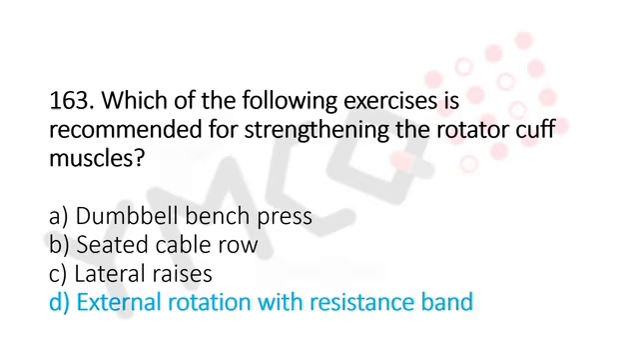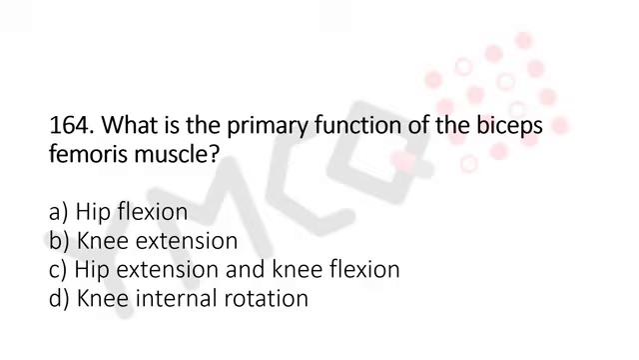Now let's move to question number 164. What is the primary function of biceps femoris muscle? Option A, hip flexion. Option B, knee extension. Option C, hip extension and knee flexion. Option D, knee internal rotation. And the answer is option C, hip extension and knee flexion.